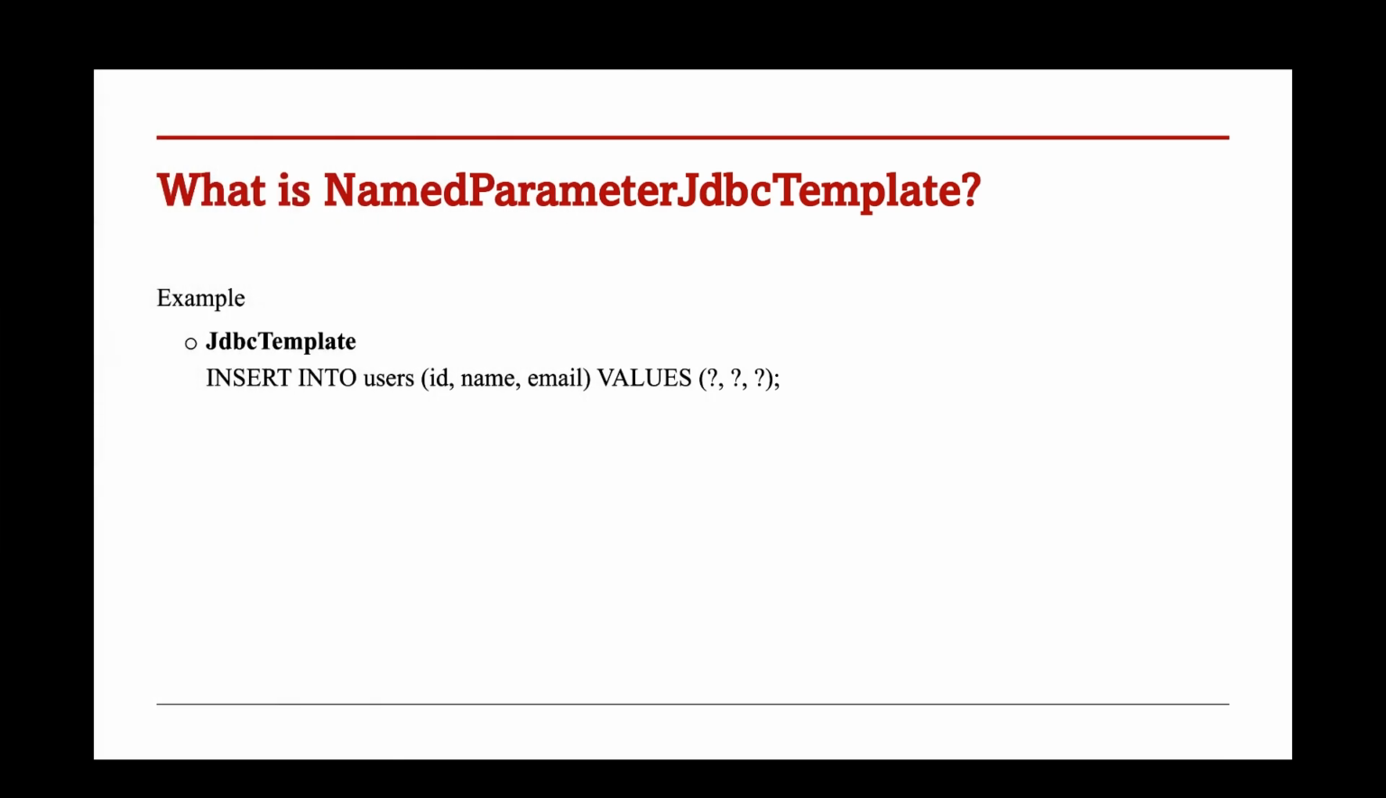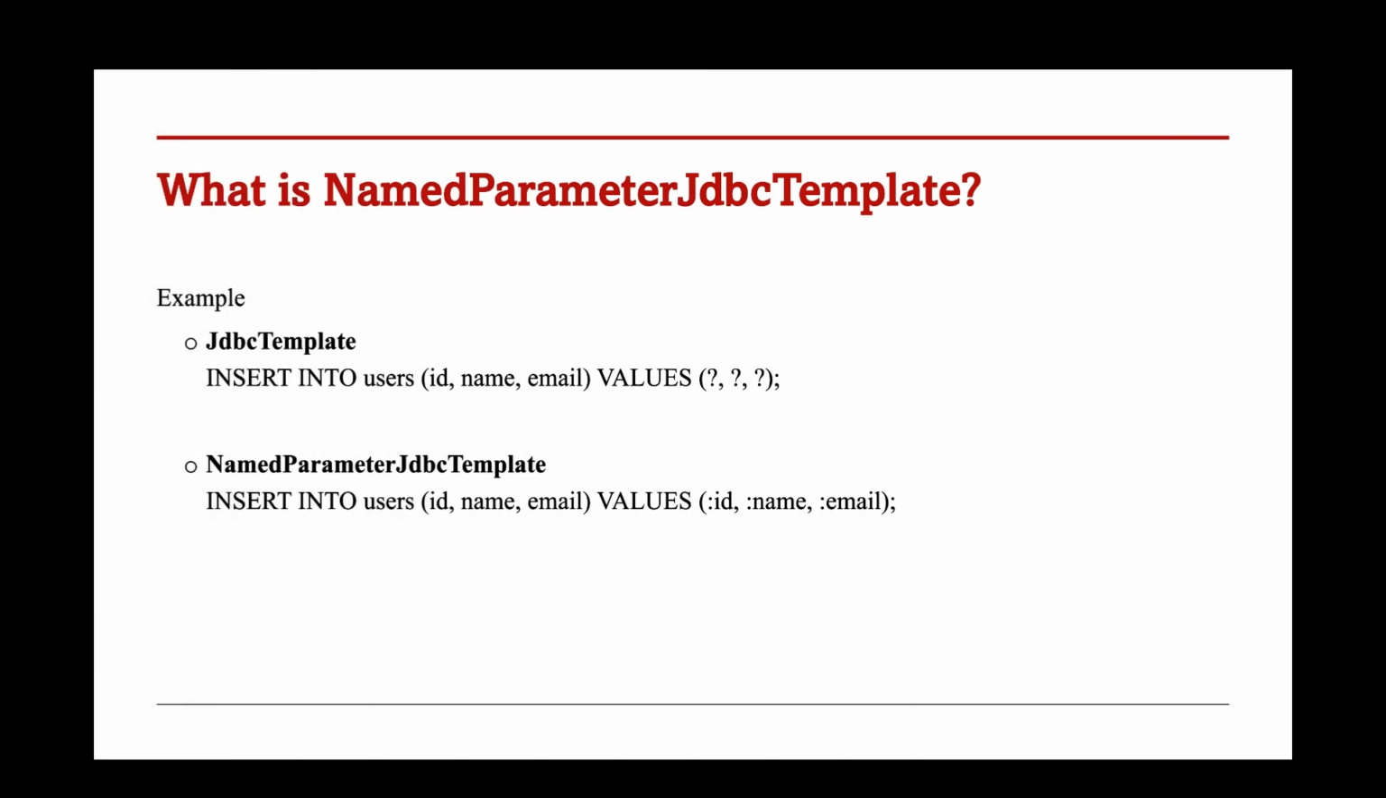Alright everyone, check out my screen. Normally, when we use JdbcTemplate, our queries look something like this. Insert into users (id, name, email) values (?, ?, ?). Here we have 3 question marks, the first for id, the second for name, and the third for email. That means we need to maintain the exact order of parameters, which can get confusing and error-prone.